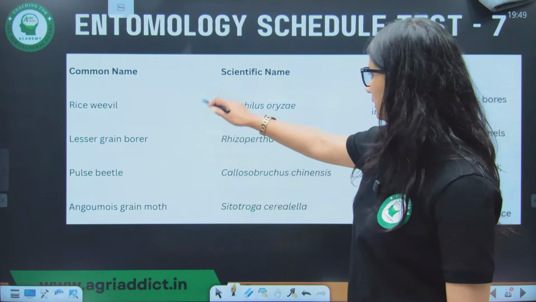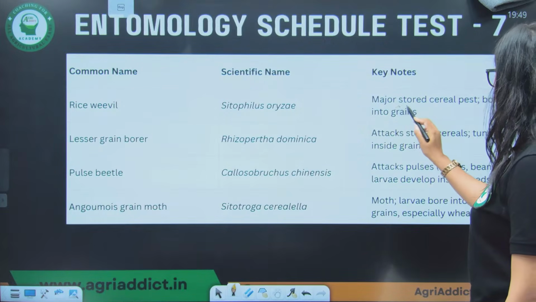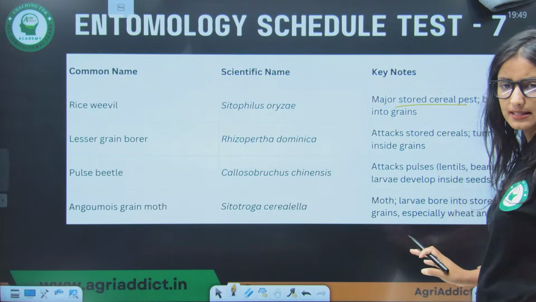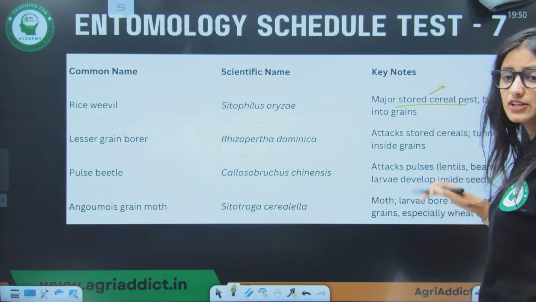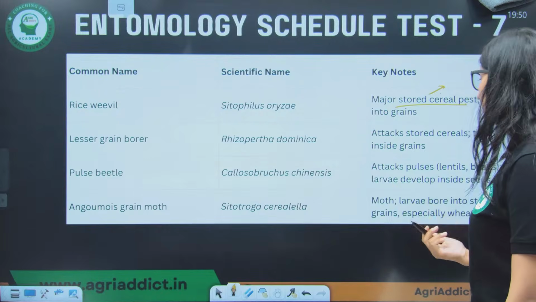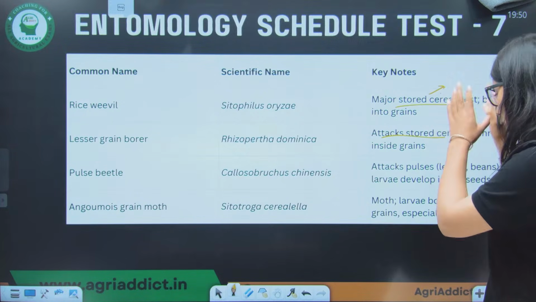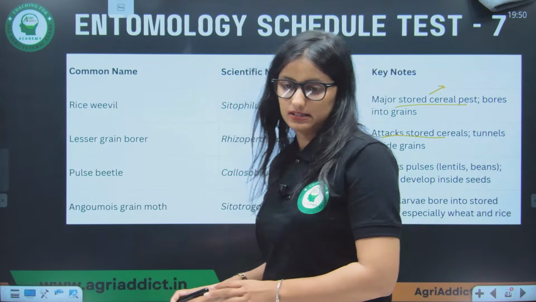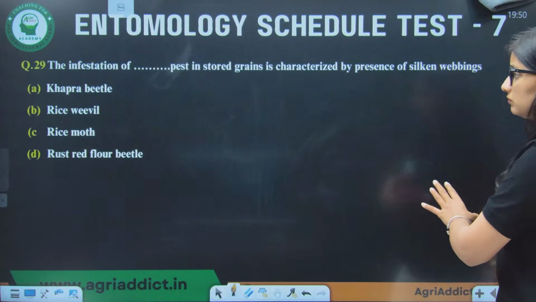So, I have written here also some key notes. Rice weevil is the major stored grain pest of cereals. Major pest of stored grain. Lesser grain borer also attacks the stored cereals. Pulse beetle, stored. They all are what? Stored pests. Okay. So you can go through this also after the class.